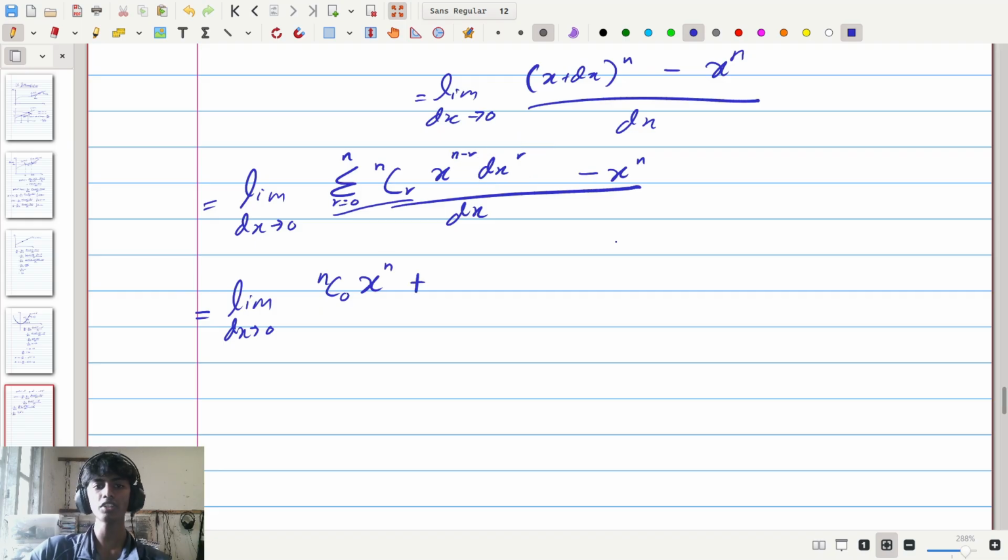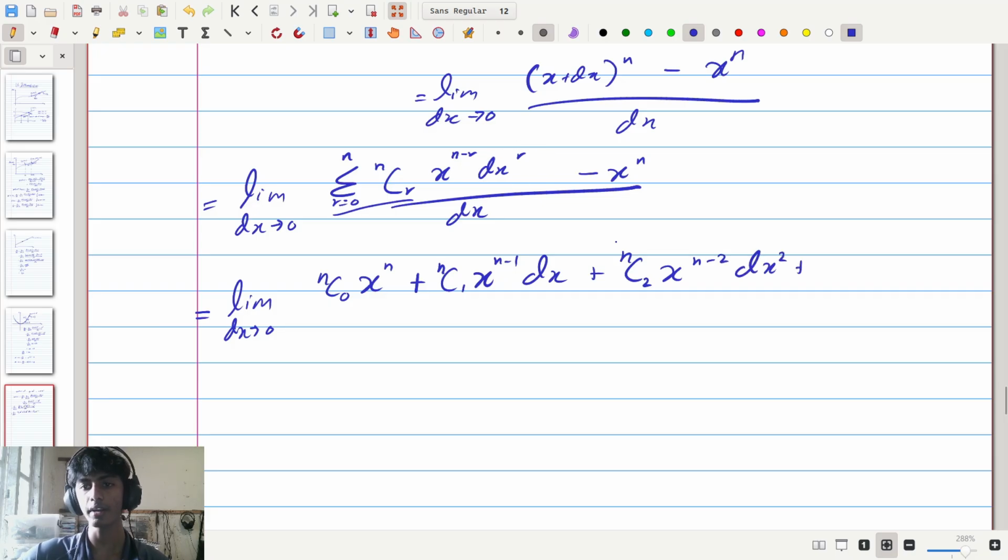Plus the next term is going to be when r equals 1. When r equals 1, what we have is n choose 1, x to the power of n minus r is going to be x to the power of n minus 1, and then dx to the power of r is going to be dx to the power of 1 or simply dx. Plus the next term after that is going to be what happens when r equals 2. So we have n choose 2, x to the power of n minus 2, and then dx to the power of 2.